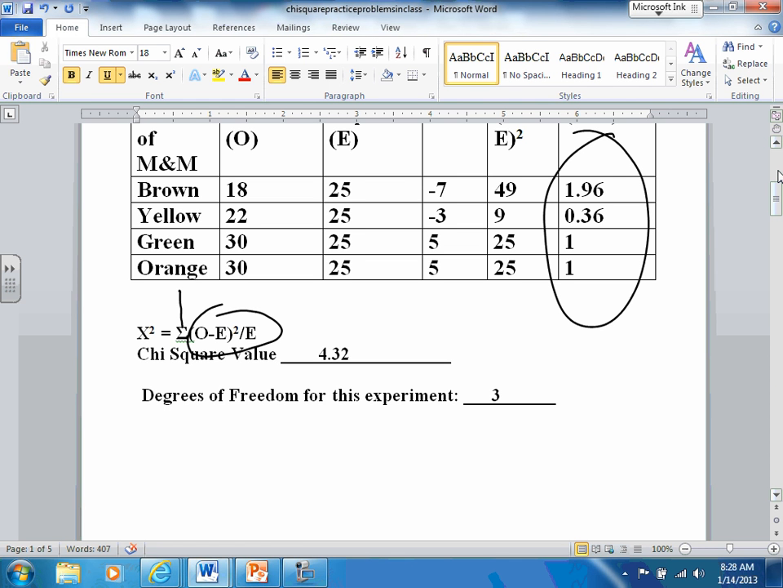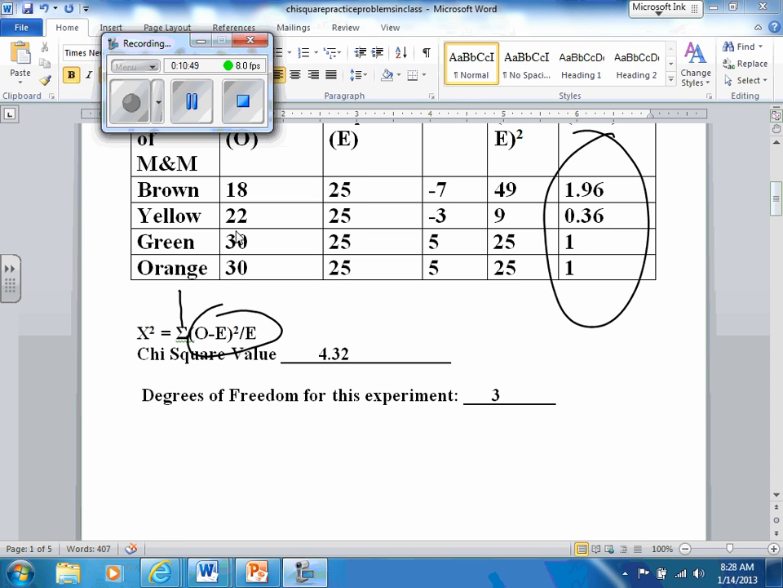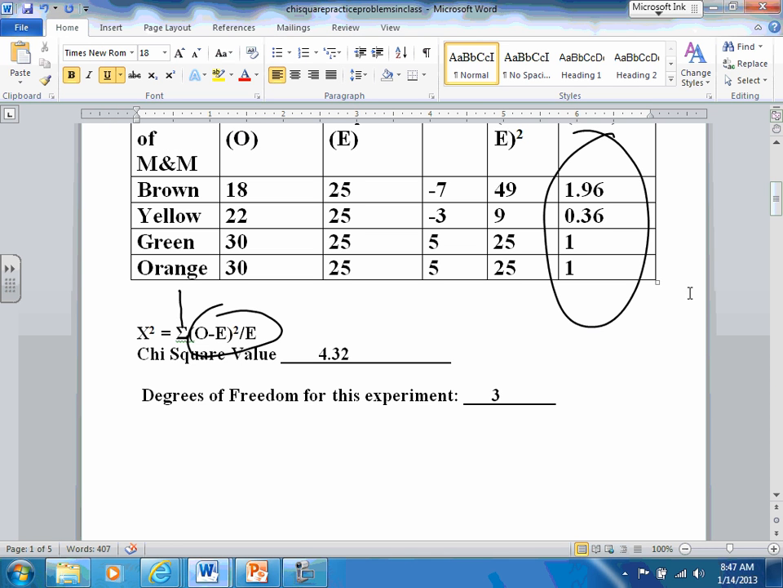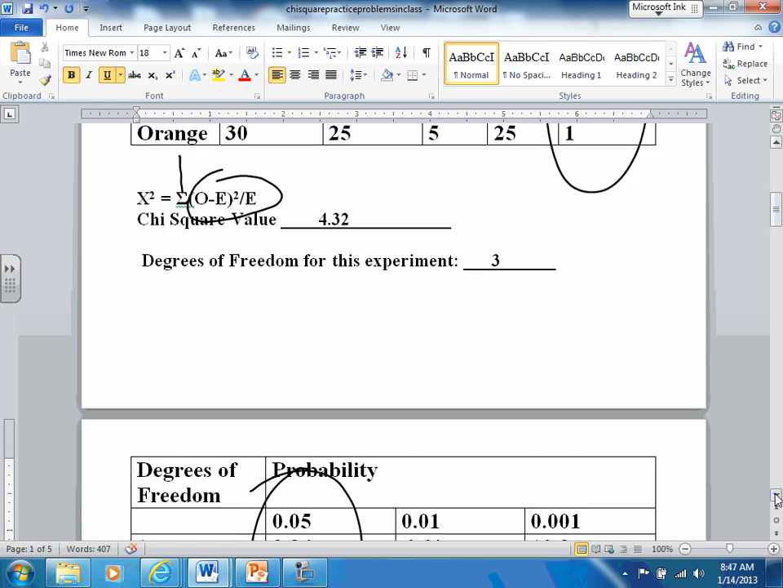I'm going to pause our recording here for just a second. I'm going to show you a little video clip that goes through some of this. And then I'm going to do some more explaining and work. Okay, so here's sample problem number 2.